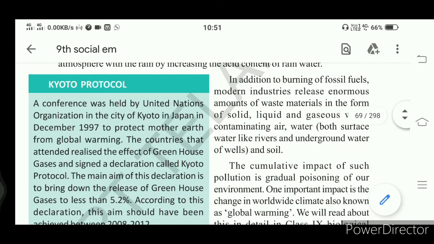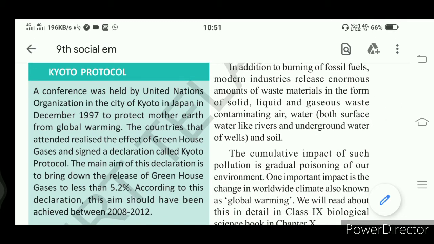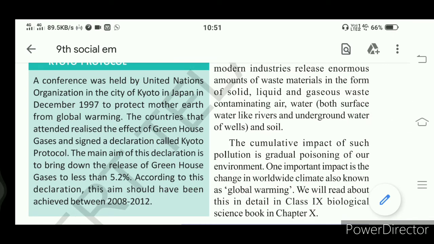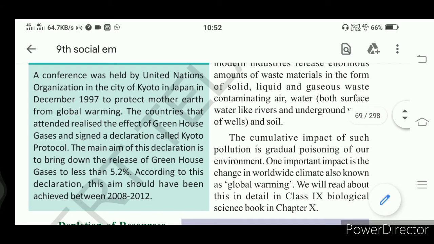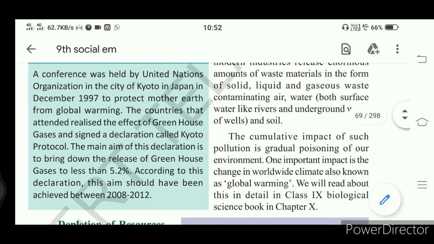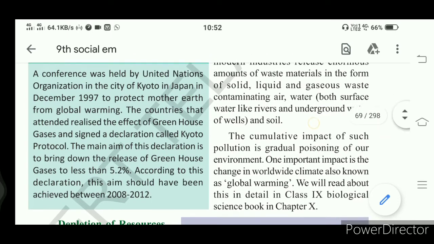vehicles, one conference was conducted in the month of December 1997 at Kyoto. It is a city in Japan, and this Kyoto Protocol was conducted by the United Nations Organization at Kyoto in Japan. There, the countries attending this conference signed a declaration called the Kyoto Protocol, and that declaration says to bring down the greenhouse gases by 5.2 percent by 2012. This declaration was signed by many nations across the world.